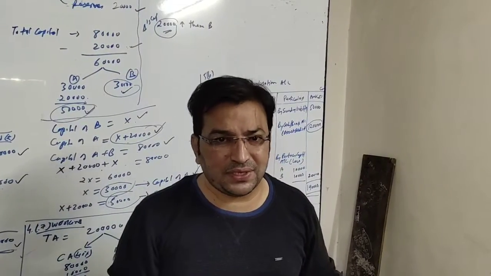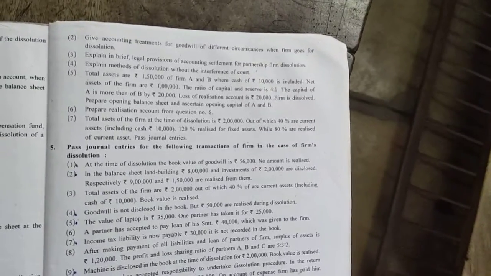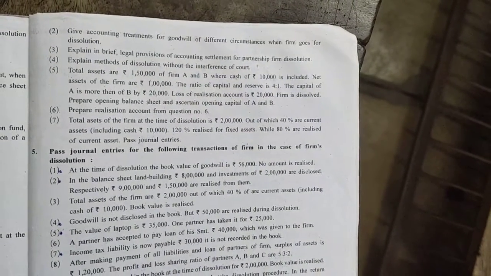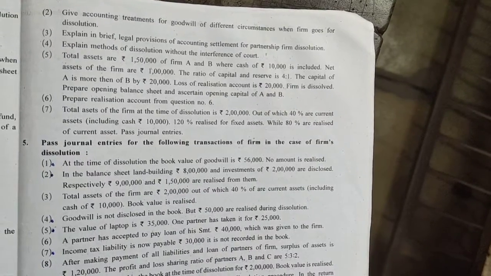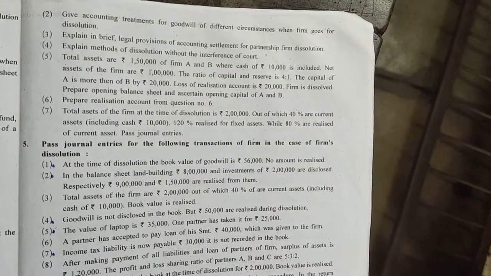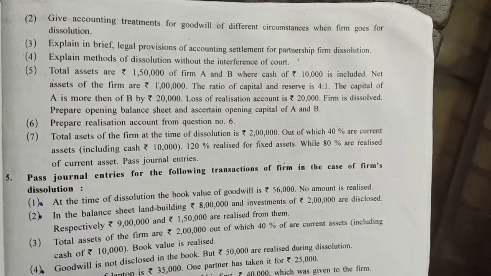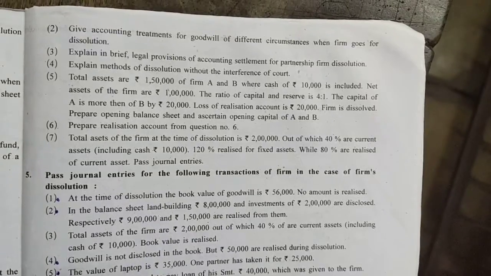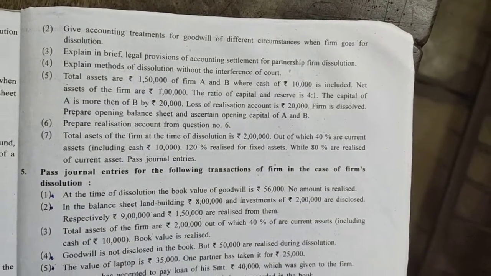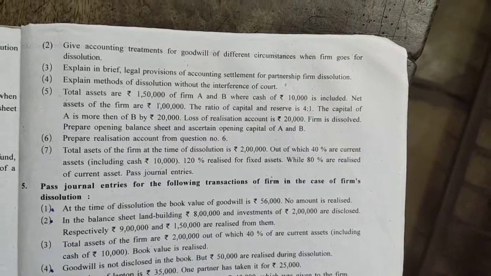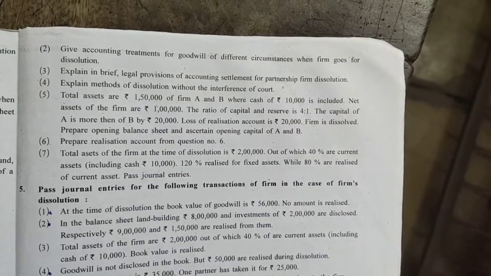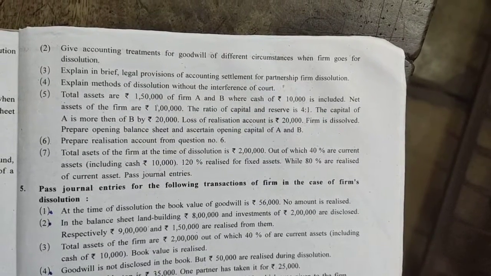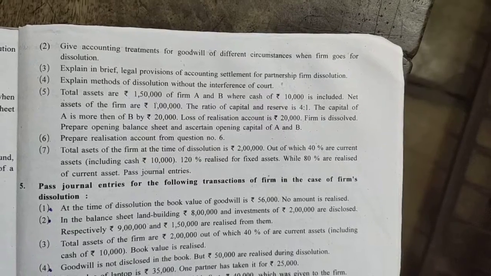Now let us see sum number 6. Sum number 6 says prepare realization account from question number 6. For this question we need to follow question number 4. So friends, first of all, here there is a printing error. They want to tell us to prepare the realization account from question number 5. Okay, so to prepare the realization account here we need to follow sum number 5 which we have solved just now. We already have the balance sheet. We have already prepared the balance sheet for the same, so we will be following that.